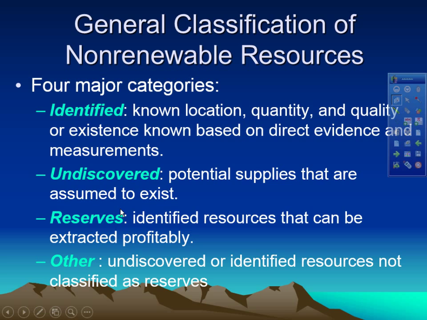So we classify non-renewables into 4 different categories. Either they have been identified, which means we know where they are, we know how much there is, we know what kind of quality it is, based on evidence and measurements that have been taken. They can be undiscovered, so they're potential supplies. We assume that they are there, but we don't know for sure. A reserve is an identified resource that we can extract. And then other is undiscovered or unidentified resources not classified at this point.